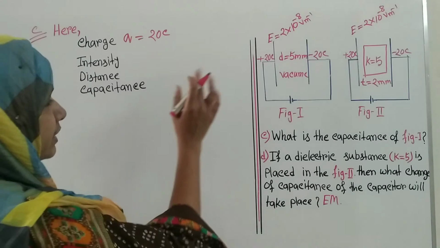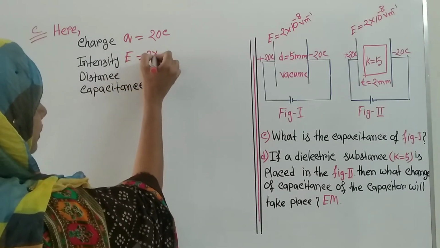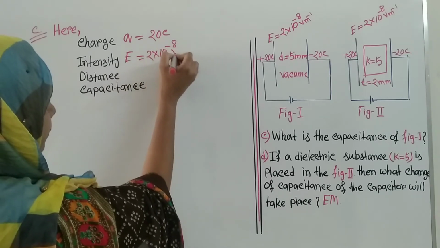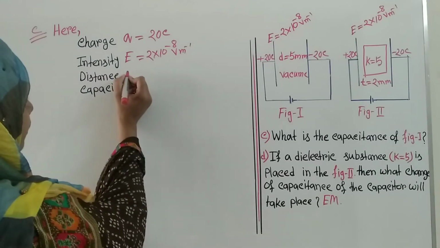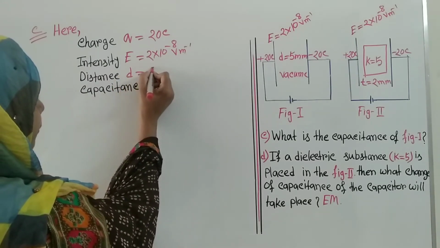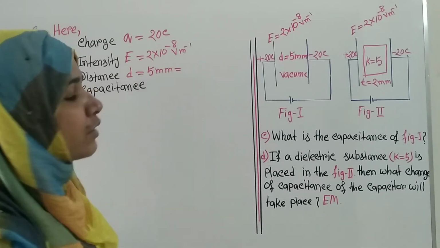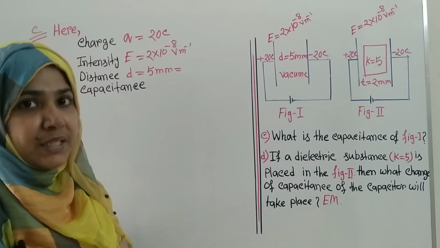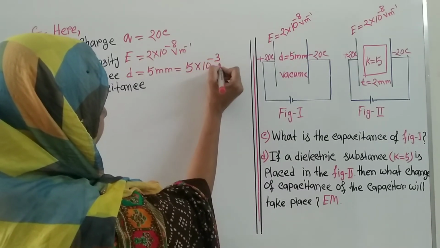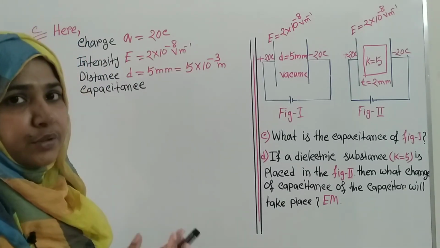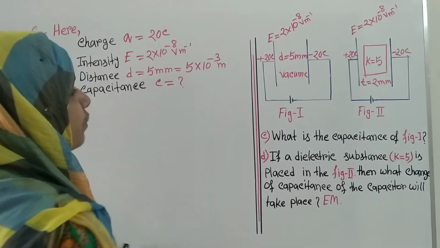Now intensity, the value of E is given here: 2 into 10 inverse 8 volt per meter. Distance, the value of D is given here: 5 millimeter. That means we have to convert that millimeter into meter by multiplying 10 inverse 3. Now we have to calculate the capacitance, that means the value of C is equal to what?